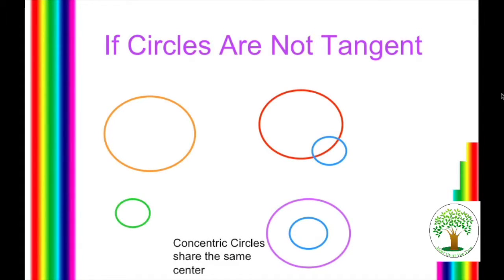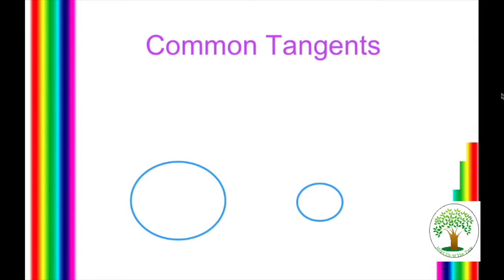They're called concentric. Notice the word center in it. These two are concentric circles, like a bullseye. Even our eyes have concentric circles. All right, now I can draw some tangent lines though.